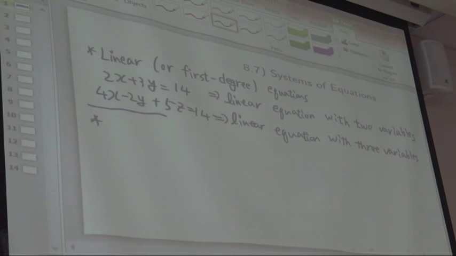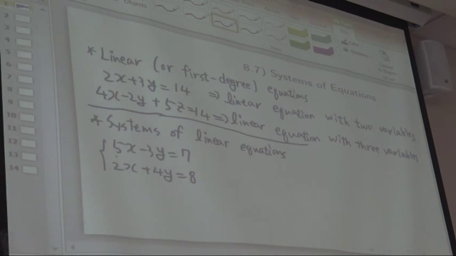Now the systems of linear equations means instead of just one equation, we may have two or three equations. So it looks like 5x minus 3y is equal to 7, and 2x plus 4y is equal to 8. So we have two equations and two variables.